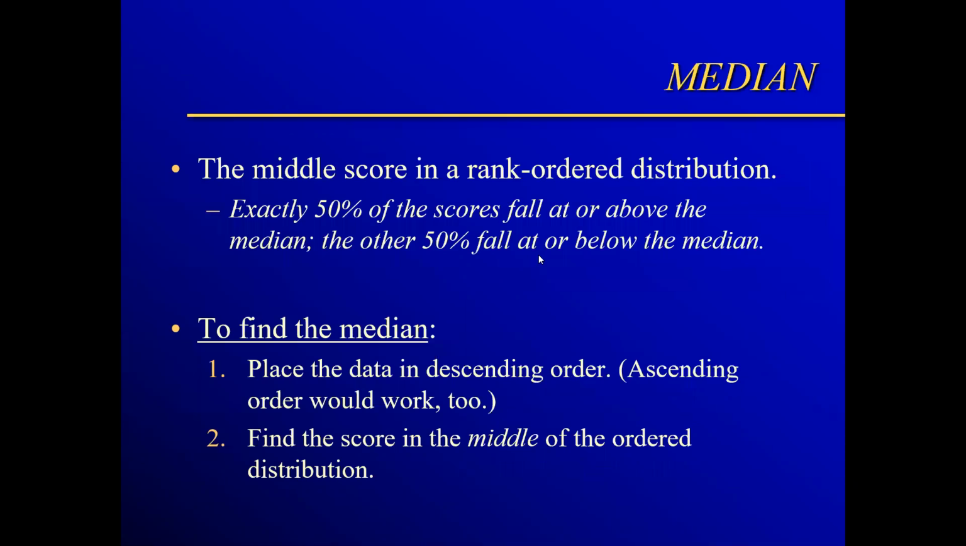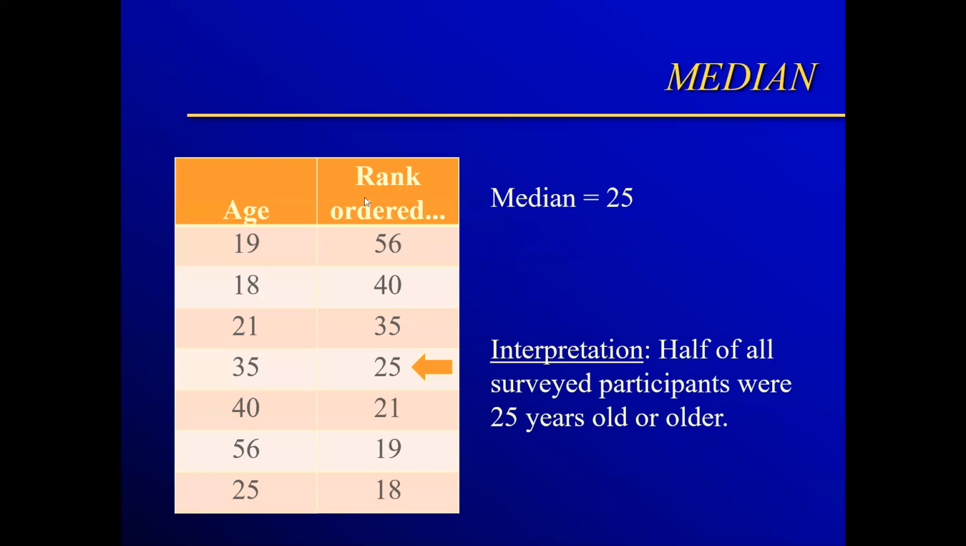All right, median. Just the middle score in a ranked order distribution. We're able to say, hey, exactly 50% of the scores fall at or above the median. Conversely, you could also say 50% of scores fall at or below the median. It just splits your data in half. To find the median, just put it in order, whether it's from low to high or from high to low, doesn't matter, and find the middle score of that distribution. So once again, not going to walk through it, but we put all of these ages in order from least to greatest, and we just found the middle.